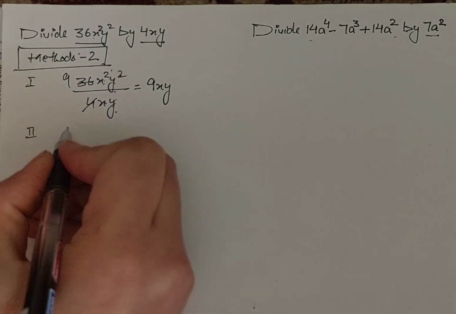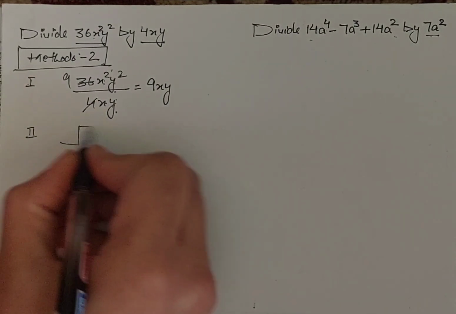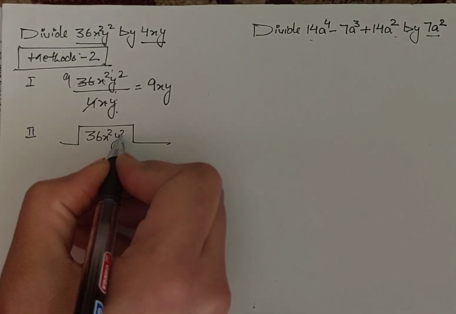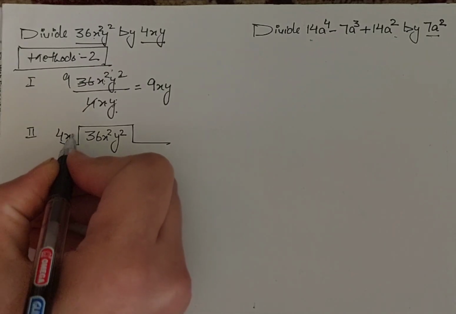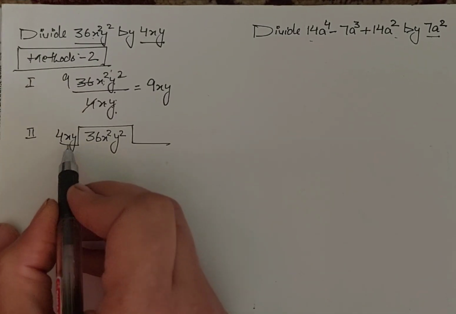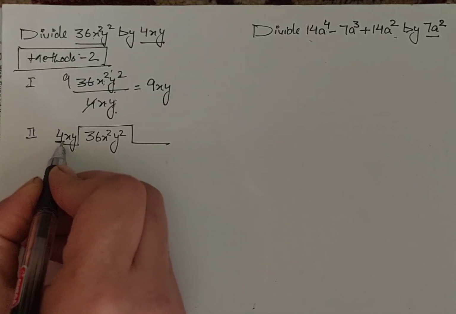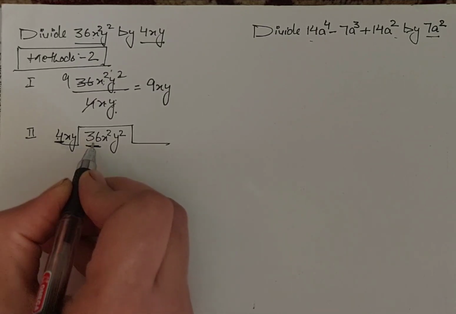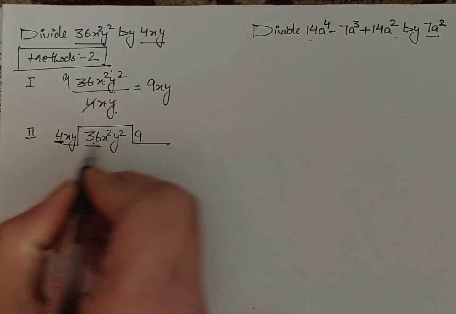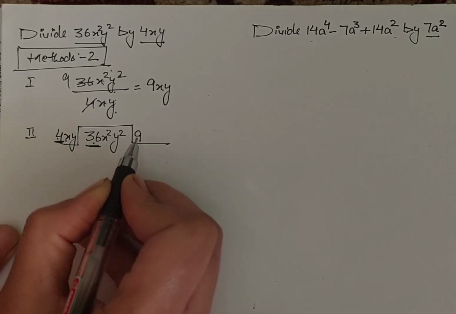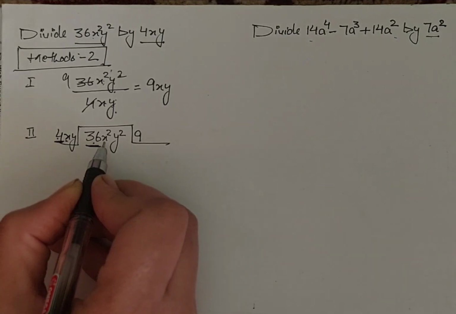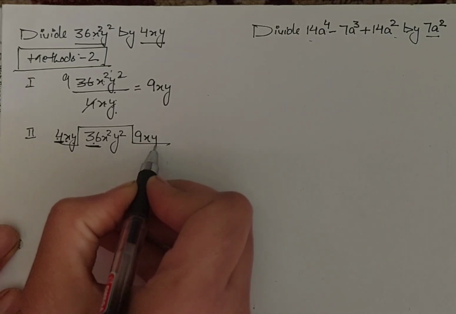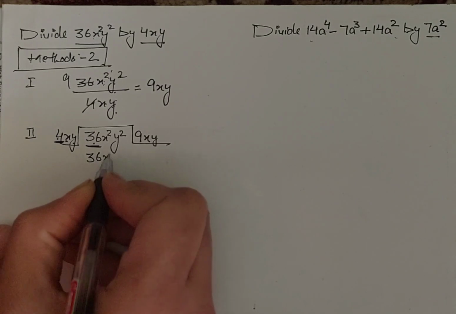Method 2, in which we'll use the division notation. Here we have 36x square y square, and this is 4xy. Now we have to focus here and here. By which number should 4 be multiplied to get 36? It's 9. And by which number should x be multiplied so that you get x square? So you need one more x. From y to y square you need one more y. So then you will get 36x square y square.